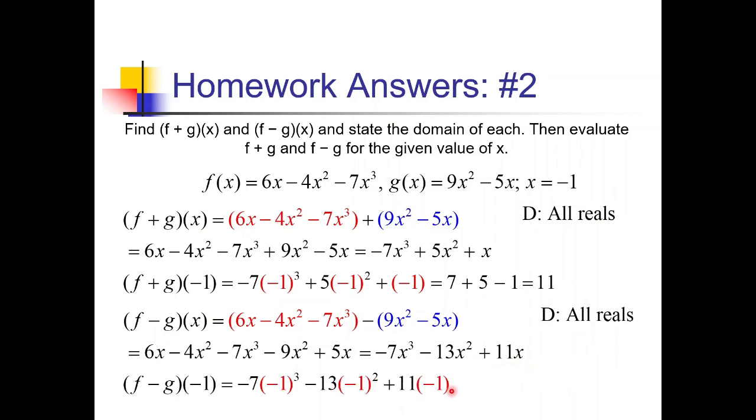Same domain as before, it's still a polynomial, so still all real numbers. Plugging negative 1 in this time around, we have negative 7 times negative 1 is still 7. Negative 13 times 1 is negative 13, and then this last thing is going to be negative 11. So 7 minus 13 is negative 6, minus another 11 is negative 17.